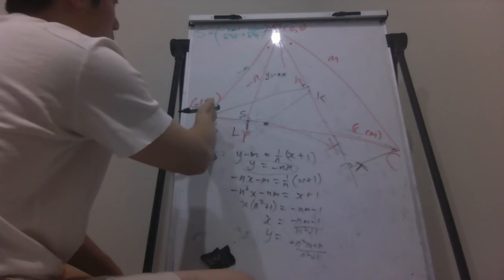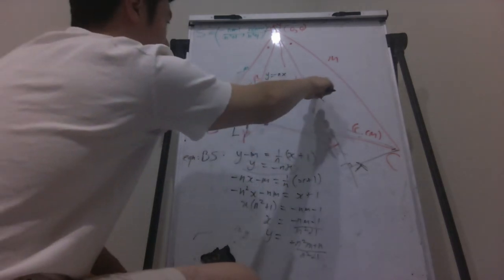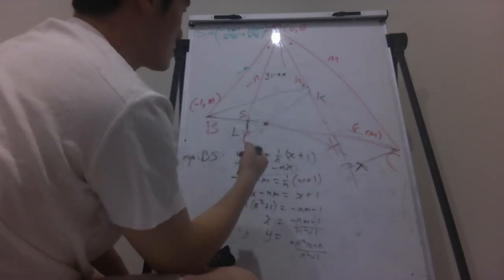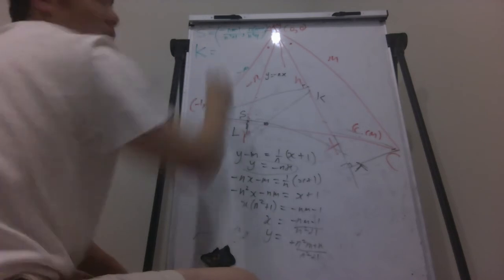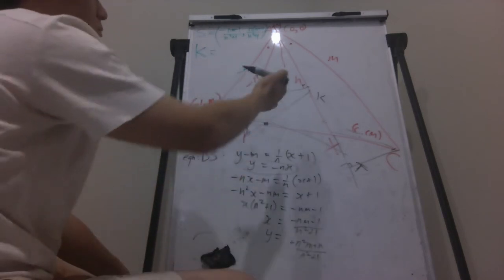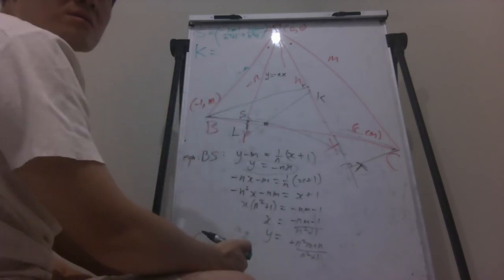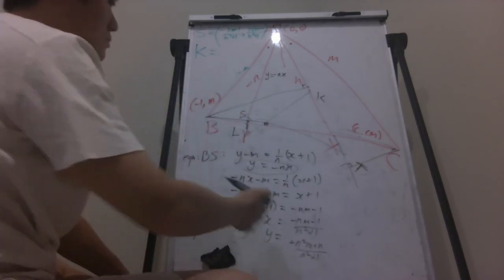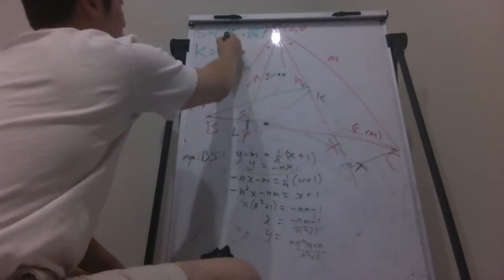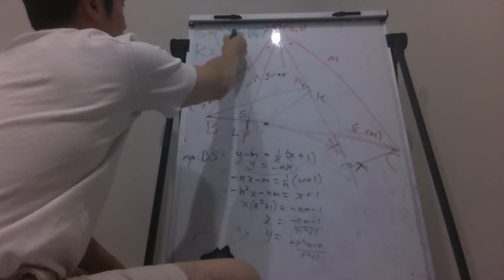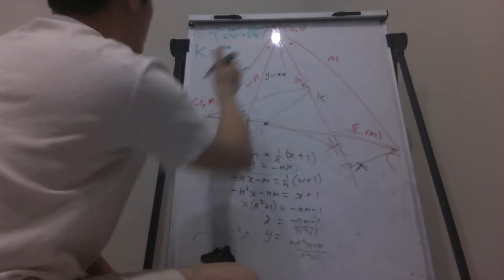So if you want to get this point here, K, yeah, you just replace n by minus n. So you don't have to go through the whole process again. You can just do nm, still minus 1, right? Yeah, it's still minus 1.